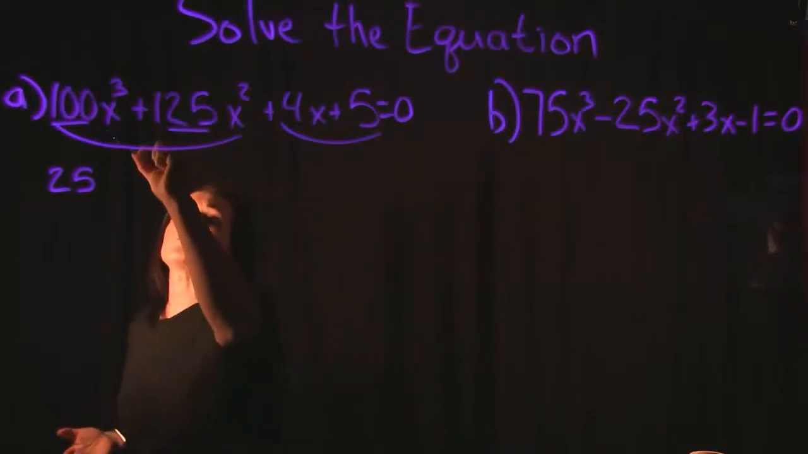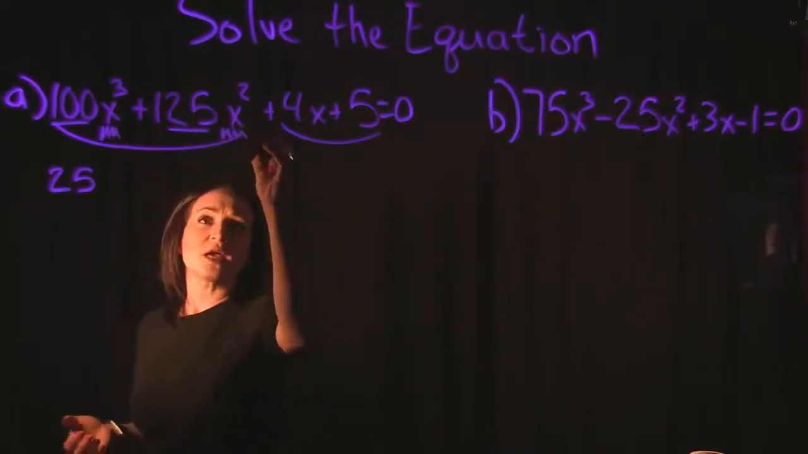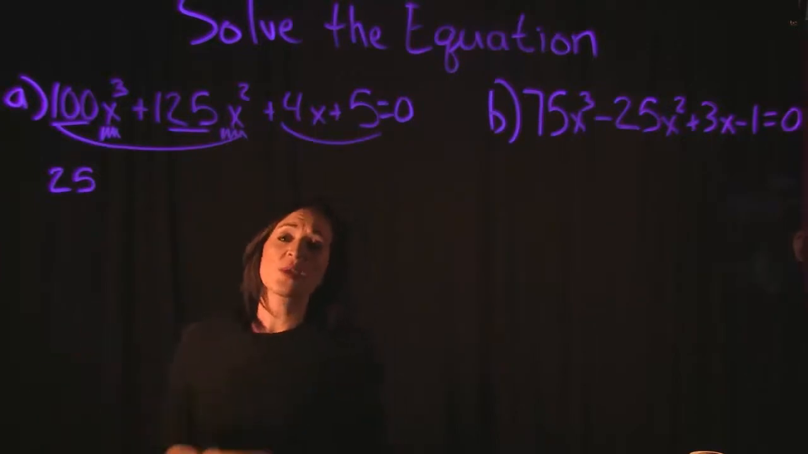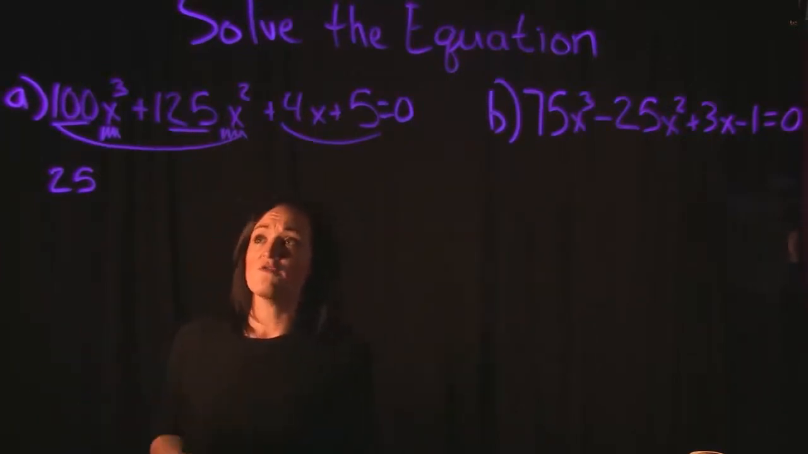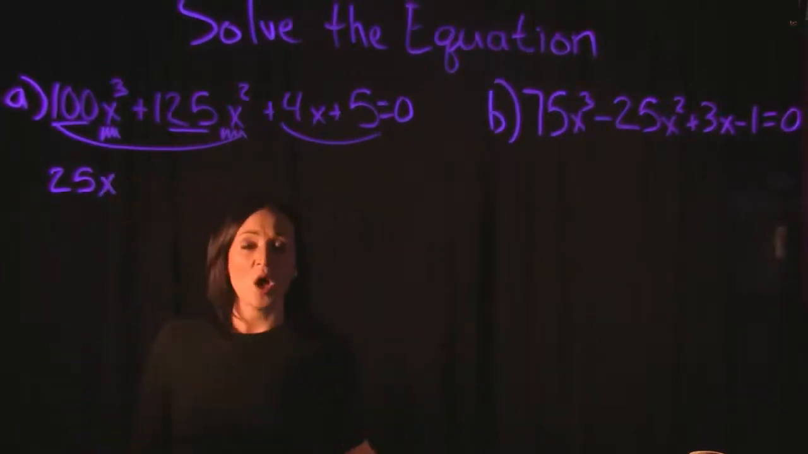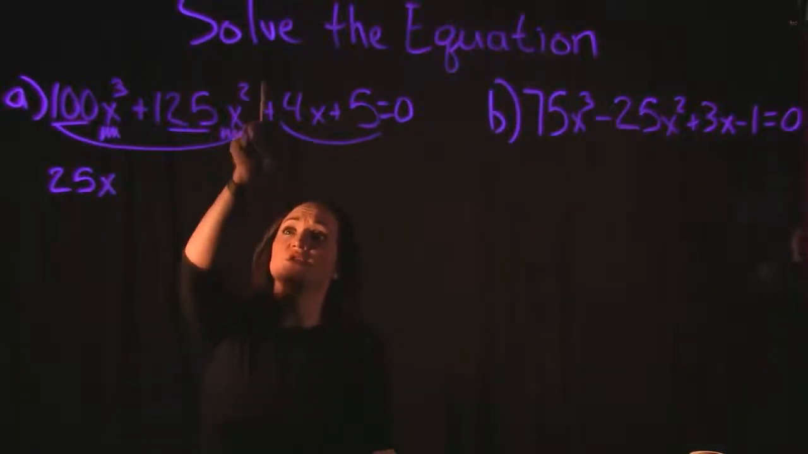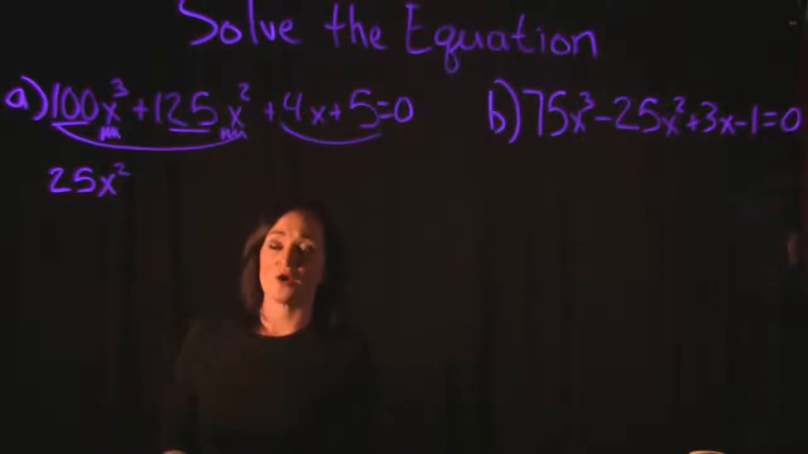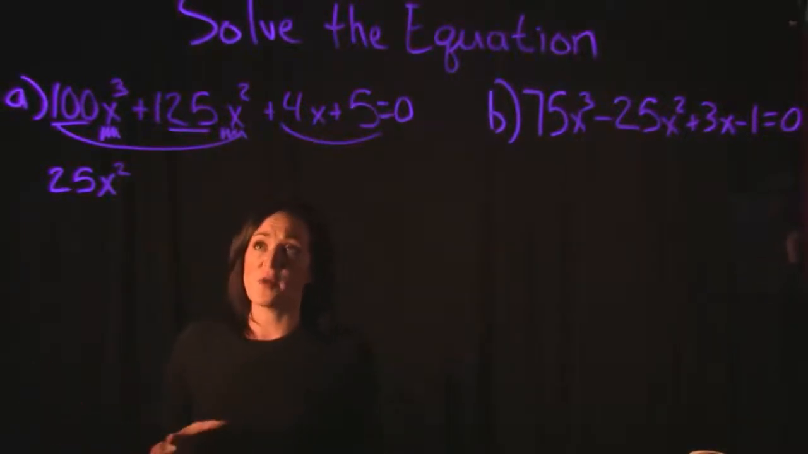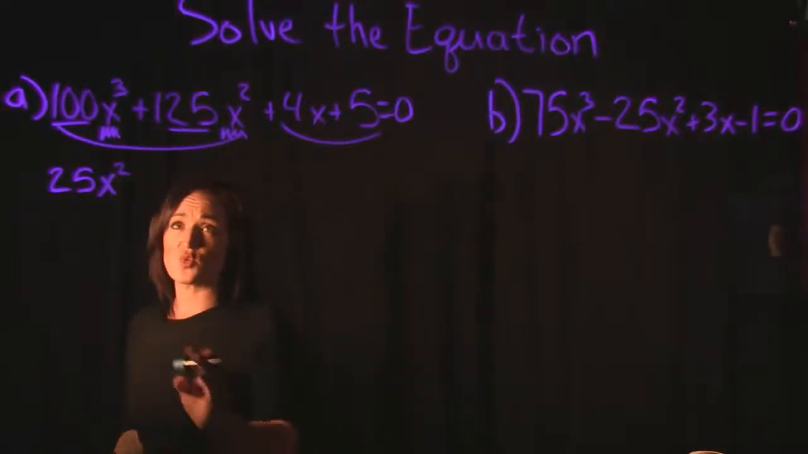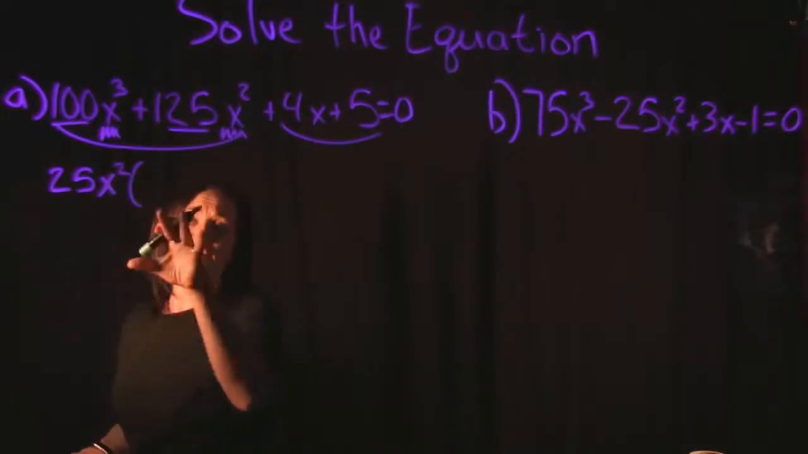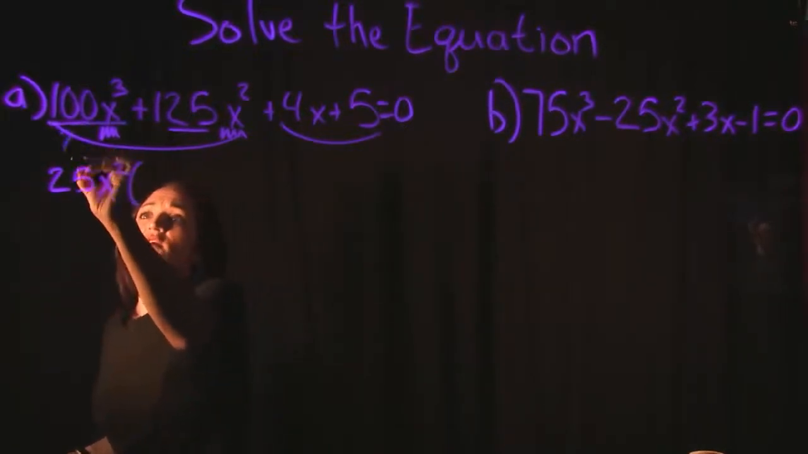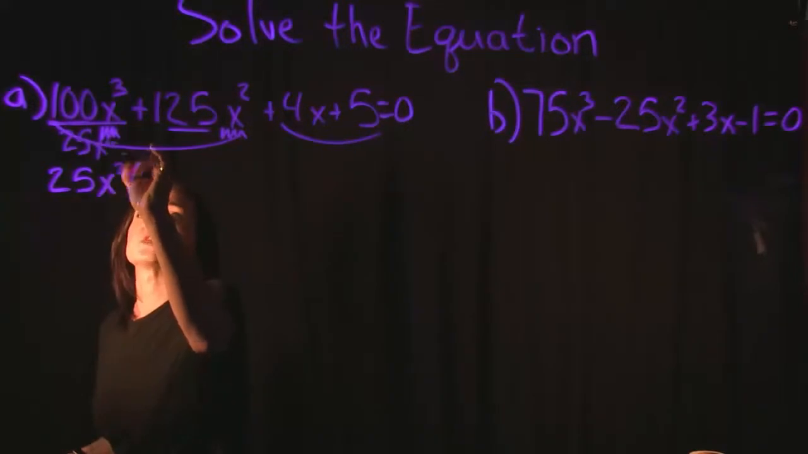Taking a look at my variables, I have an x cubed and I have an x squared. Remember, when it comes to greatest common factors of variables, you want to take the one with the lowest power. So since 2 is smaller than 3, I'm going to take the x squared. So my GCF for this particular grouping is 25x squared. So I'm going to go ahead and factor out that 25x squared. So that means we're pulling it out to the front.